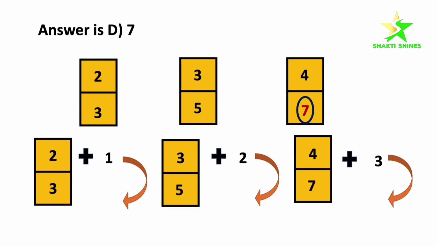Next figure here you can see 3. Before that is 2. 3 plus 2 equals 5. The below number is 5. Similar way for here also. 4 plus 3. Before number is 3. 4 plus 3 equals 7. So your answer is 7.